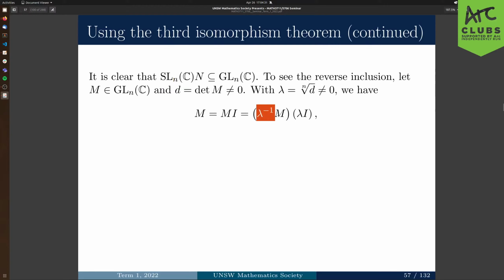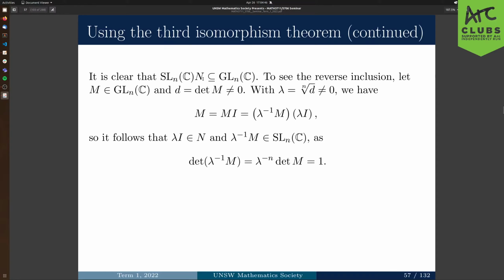So I need to prove here that this one has determinant 1. This one being in N is nice and easy, but it's not at all clear why this should be the case for the other. But it's actually pretty clear once you look at what we defined lambda to be. The determinant of lambda inverse times M: if I've got a constant here, I pull it out, and because I'm doing a determinant of an n by n matrix, I have to raise this constant factor to the power of n. That's a property of the determinant that you might have seen before.